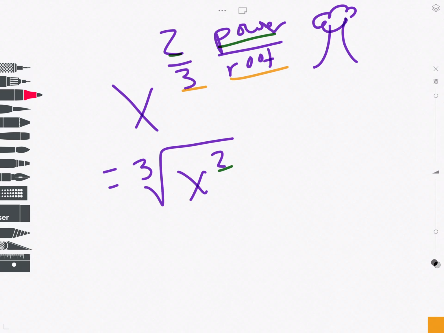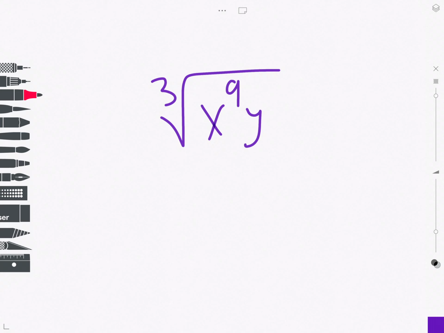So where this becomes helpful is, let's say we had something like, let's see, I had an example. I can't find my example. I'll make something up. Let's say we had the cube root of x to the 9th y to the 4th.